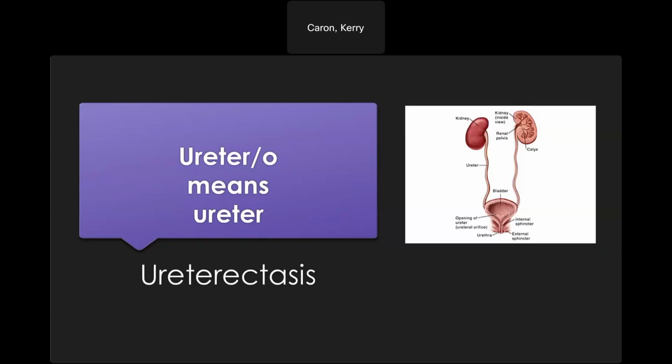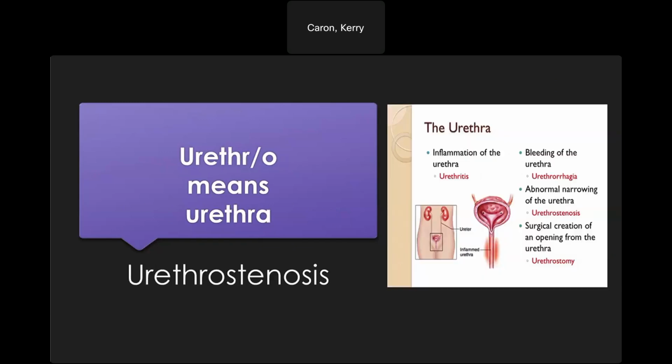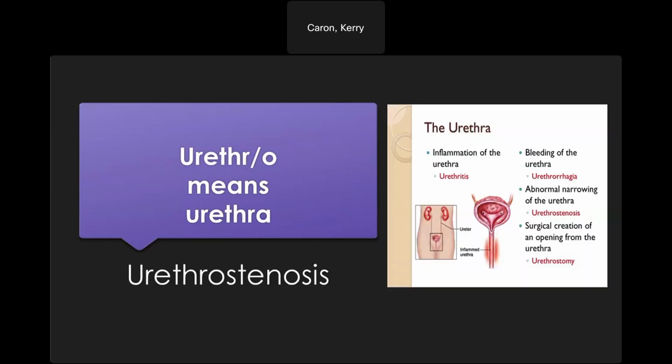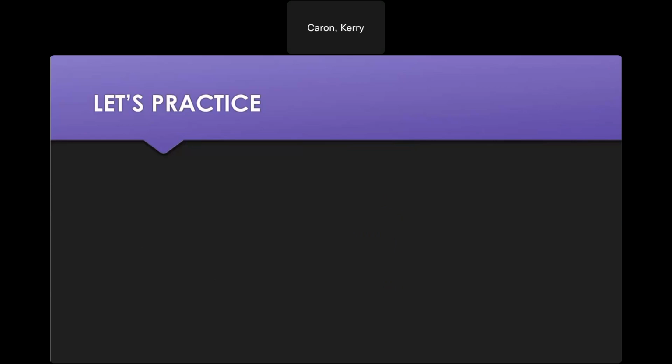Uretero is referring to the ureters. So ureterectasis is expansion or dilation of the ureters. Urethro, so be careful, that sounds awfully similar. Uretero and urethro is referring to the urethra, the tube that is the opening to the body where urine comes out. So urethrostenosis is narrowing of the urethra. Okay, we've got practice slides for you.